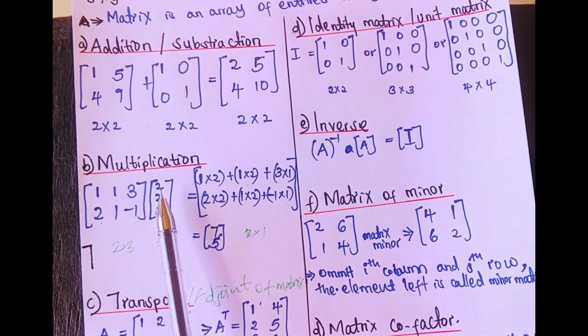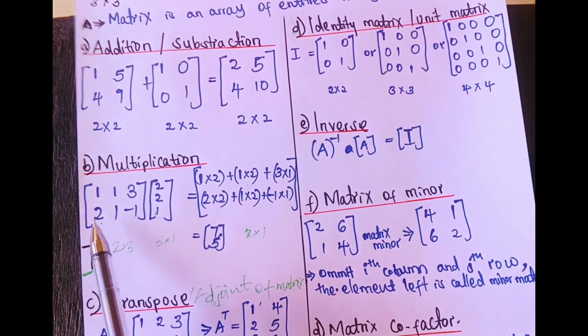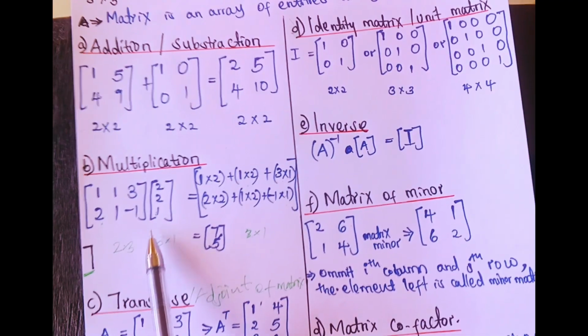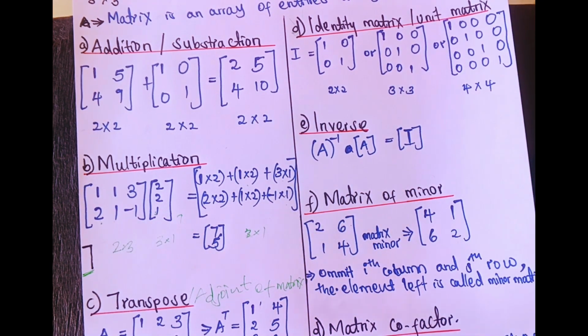Let's go on to multiplication of a matrix. For matrix multiplication, we're going to use the 7 method, because we're going to multiply row and column. So it looks like a 7. So let's say it's the 7 method.